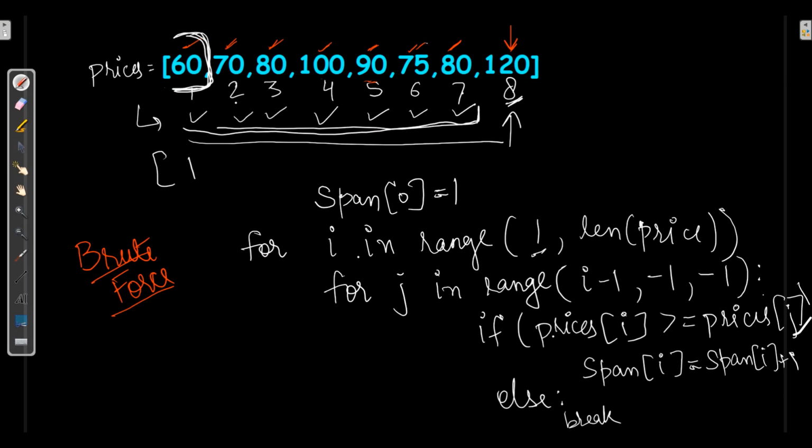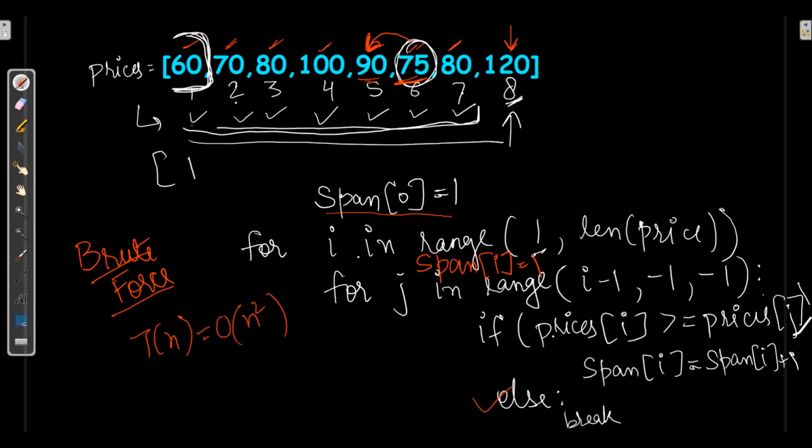As for 75, we have compared the value with 90, but 90 was greater than that. So here it will go to else part, will break, span i is equal to 1. So this was brute force. Here we got time complexity as order of n square, as it was iterated the complete loop, and then for each loop it was iterated again in the backward direction. So it will be order of n square. And coming to space complexity, we haven't taken any space, so it will be order of 1.